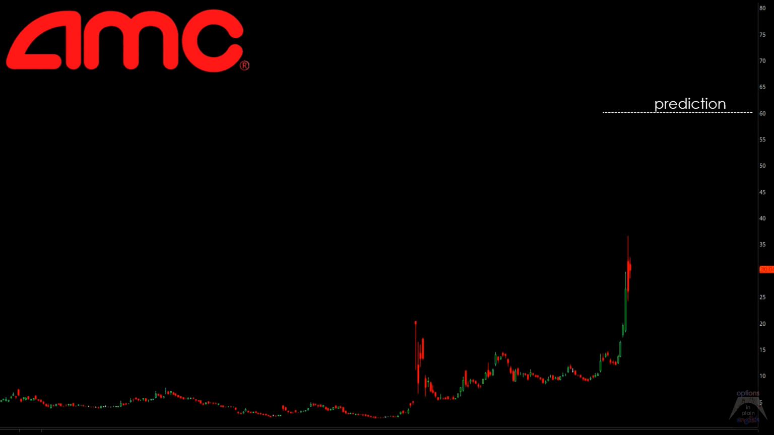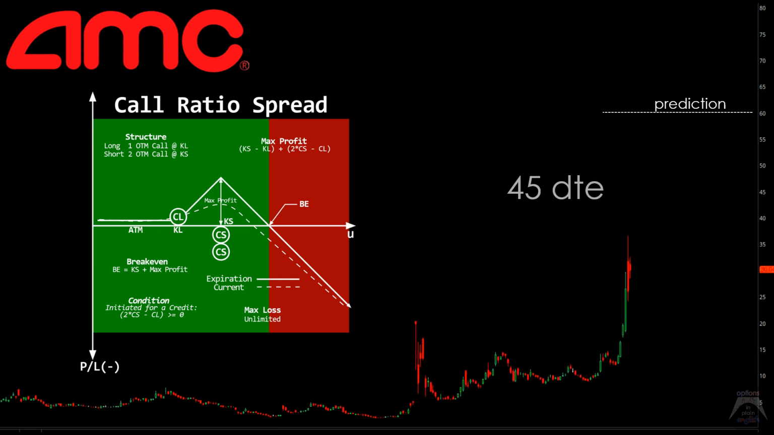You decide to initiate a call ratio spread with 45 days to expiration and a position consisting of one long $35 call and two short $60 calls. This position has a maximum profit at a stock price of $60, which is where you're predicting the stock will be at some point during the next 45 days.